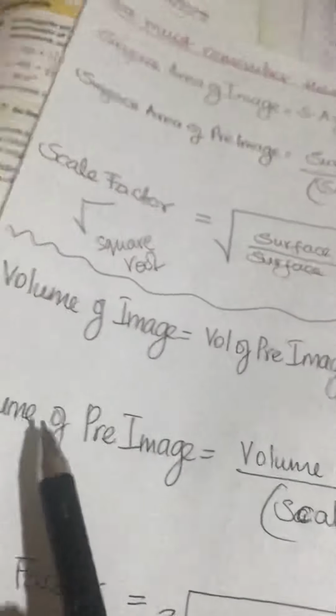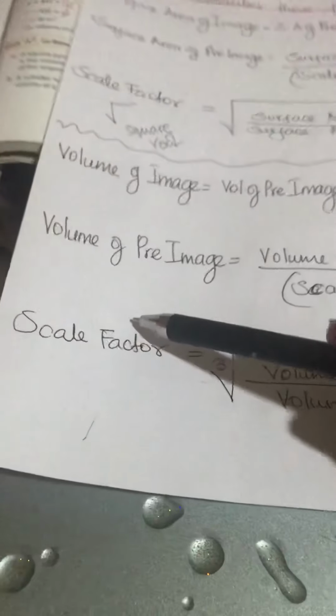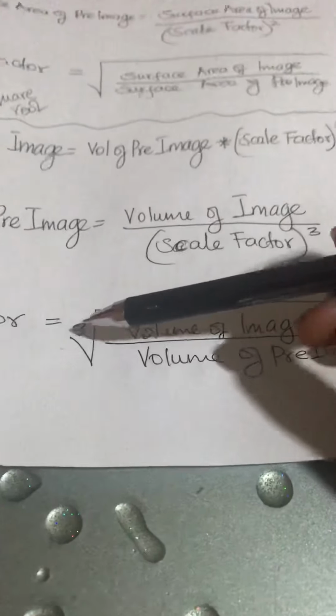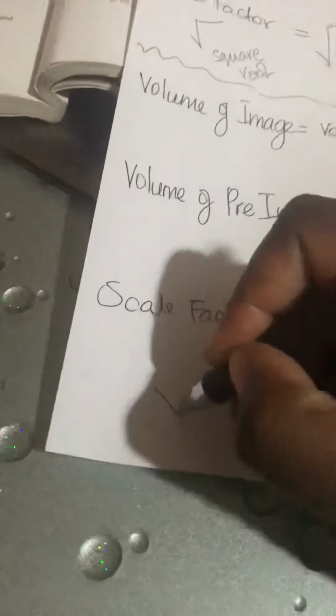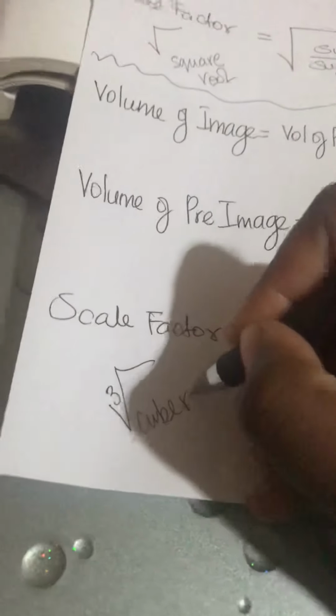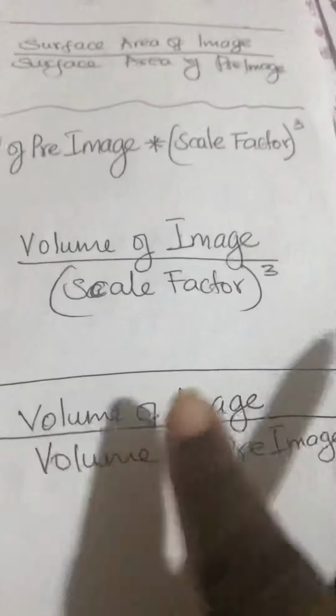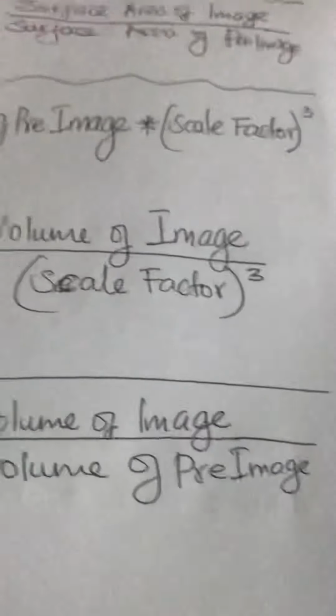To find the volume of the pre-image, you will divide the volume of the image by the scale factor to the 3rd power. To find the scale factor, you will find the cube root. If it has 3 over here, it is called cube root. Okay? So you find the cube root of the volume of the image over the volume of the pre-image.